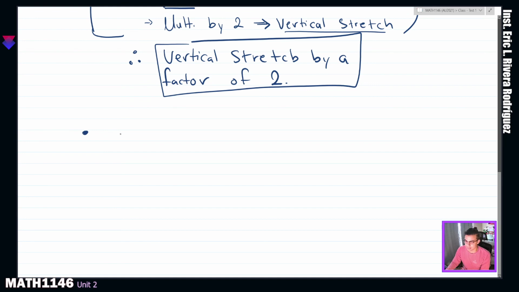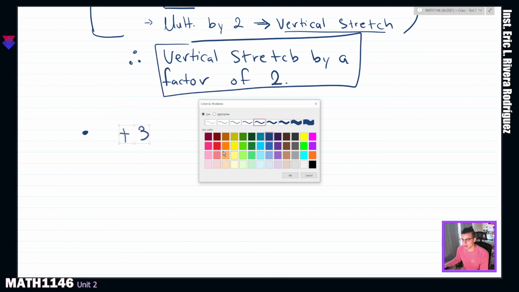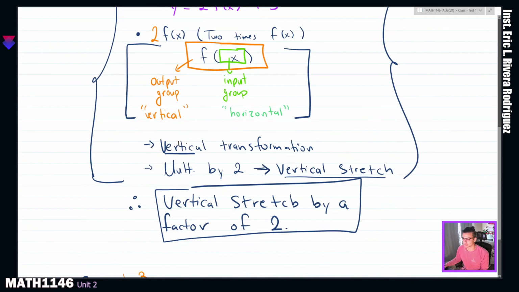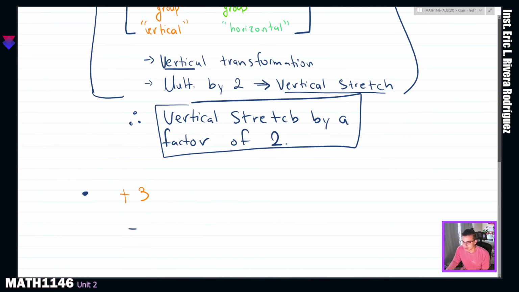All right, the next thing that we have is that plus 3. And I'm going to put it in orange because I want you to tell me what type of transformation it will be, or what group plus 3 belongs to, the output group or the input group. It is output, so we have a second vertical transformation. Okay. So we have a vertical transformation.